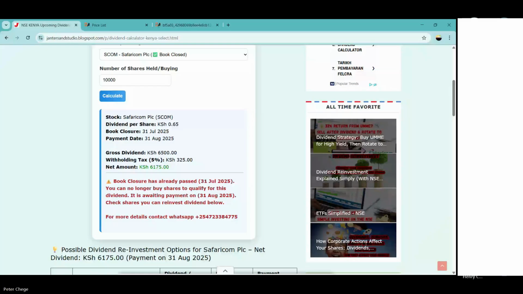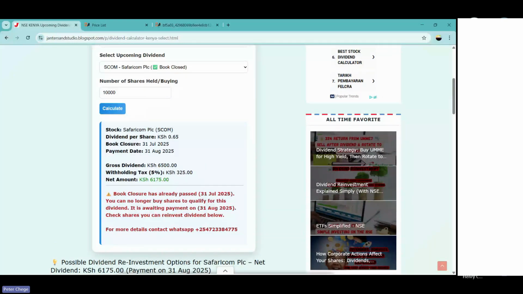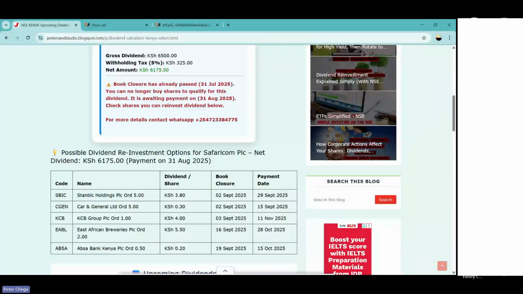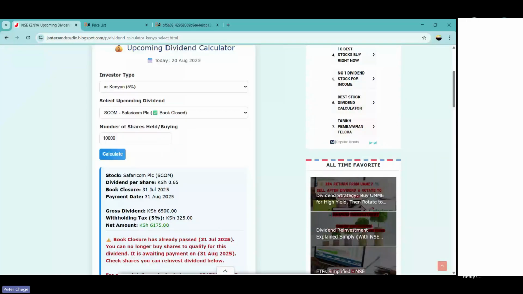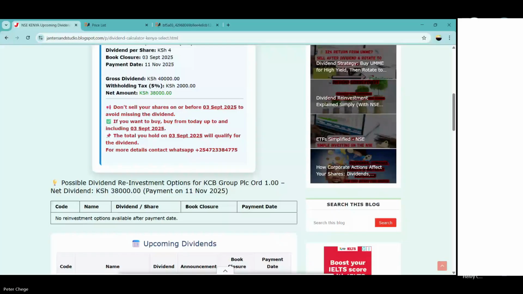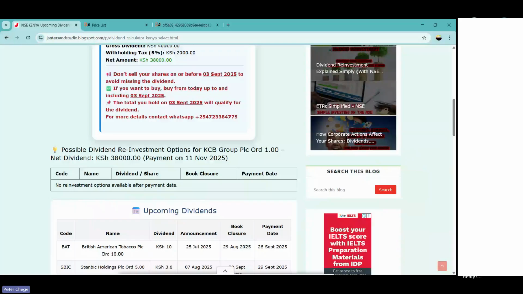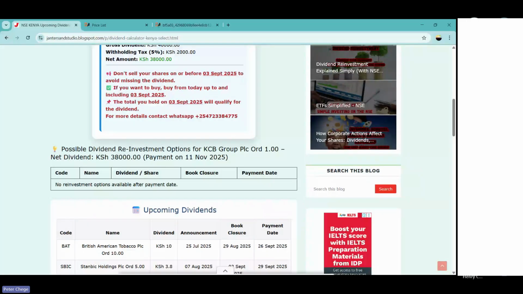So again, I'm coming to that screen. Let me scroll down. Let me move to another counter because I don't want to preempt what is happening. We go to the reinvestment section, like now for KCB. The next table tells you possible shares you can buy now using that dividend for KCB. Like now there is no reinvestment option. Why? Book closure is on 11th November. There is no share that has declared a dividend with book closure after the payment day for KCB. We'll come to that once we come to the reinvestment.